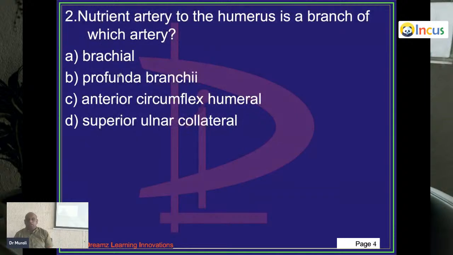Now, the nutrient artery, every bone has a nutrient artery. So the nutrient artery of the humerus, it is the branch of which artery? So it is the branch of the profunda brachii is what we need to emphatically remember.